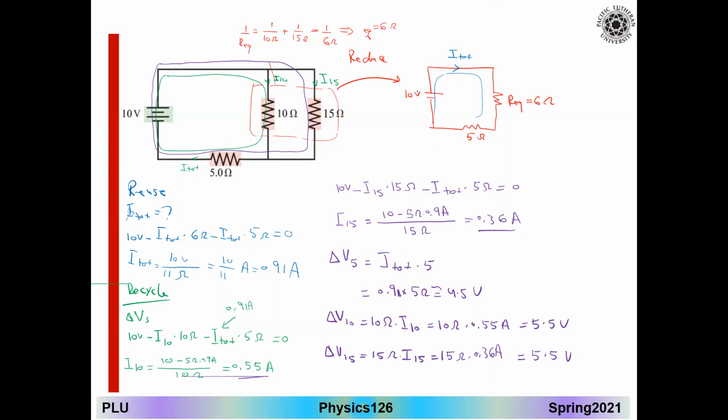If you want to write it down just to confirm, here is the delta V of my source, equal to 10. It should be equal to my delta V5 plus my delta V in my equivalent circuit. It will confirm the same thing.